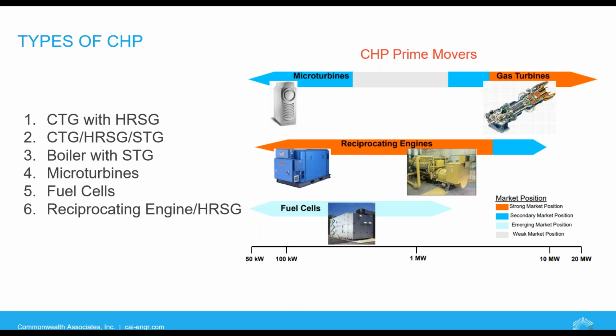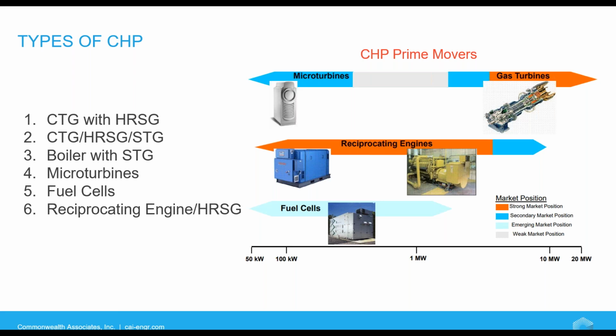The gas turbines, which is the CTG, are considered a strong market position, as shown by the diagram on the right, because it's used on a mass scale worldwide, and it generally has one of the lower capital costs per megawatt. So obviously, lowest cost per megawatt would be a big deal, and the maintenance costs are usually low for the prime mover for large CHP systems.